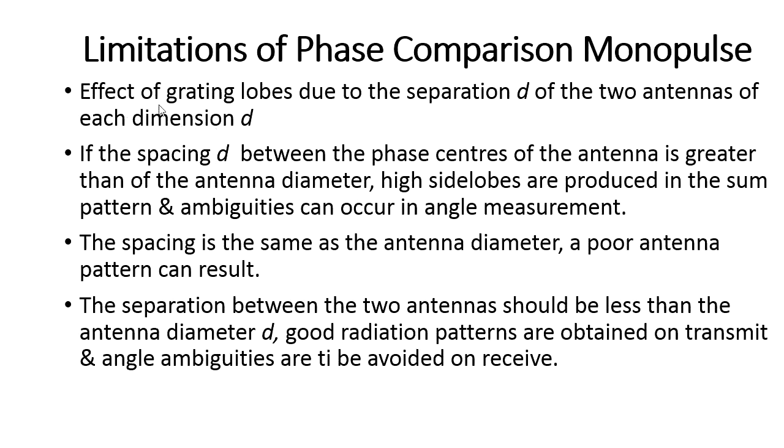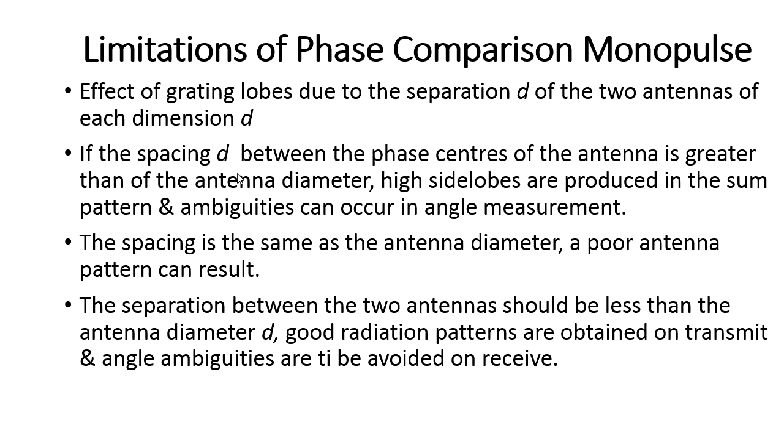As we know, there is the effect of grating lobes due to the separation D of the two antennas. So grating lobes, in the sense, what? If the separation between the two antennas is less, obviously there will be overlap of the antenna beams. Whenever there is overlapping of the antenna beams, obviously there is a reduction in the efficiency of receiving the echo signal. That is what grating lobes are: overlapping of beams of two or more antennas.